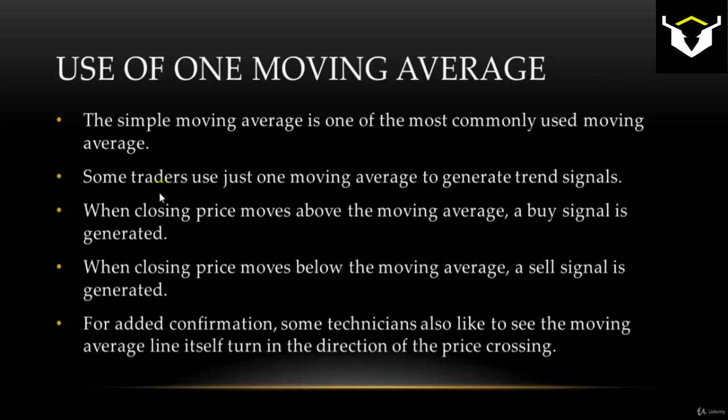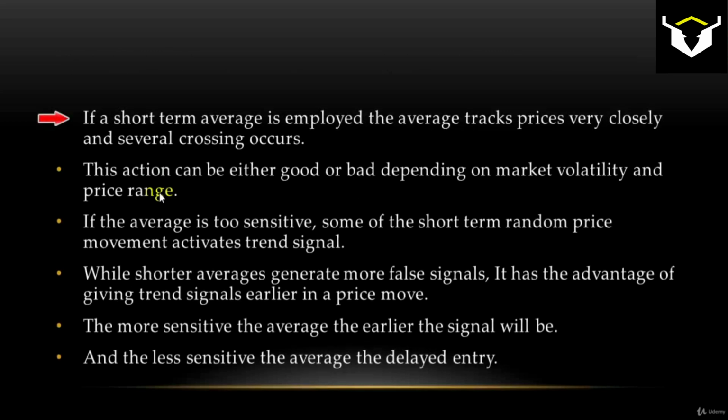Use of one moving average. The simple moving average is one of the most commonly used moving averages. Some traders use just one moving average to generate trend signals. When the closing price moves above the moving average, a buy signal is generated, while when the closing price moves below the moving average, a sell signal is generated. For added confirmation, some technicians also like to see the moving average line itself turn in the direction of the price cross. If a short-term average is employed, the average tracks prices very closely and several crosses occur.